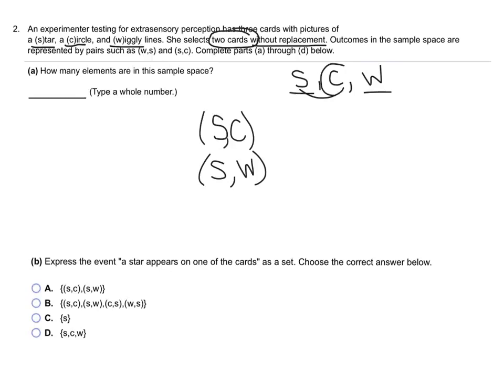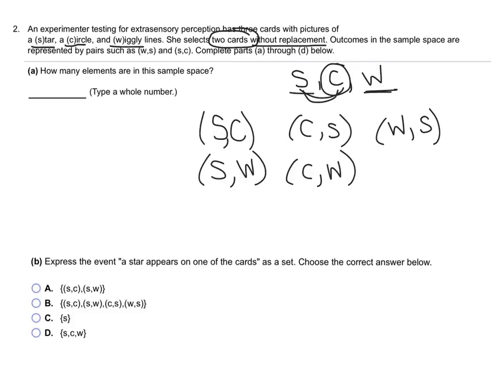Now I can move on to a circle. So let's assume I draw a circle first. Then I can draw a star, and I can also draw a wiggly line. Again, I can't draw another circle because I'm not replacing the circle card back in the pile. Now I'll move on to the wiggly line. So I have a W, and I can either draw a star or I could draw a circle. So I have those 2 pairs. And this set is my sample space. These are all the possible outcomes of drawing 2 cards without replacement.